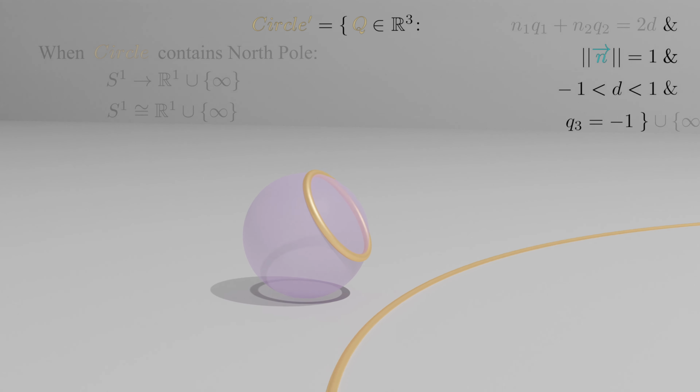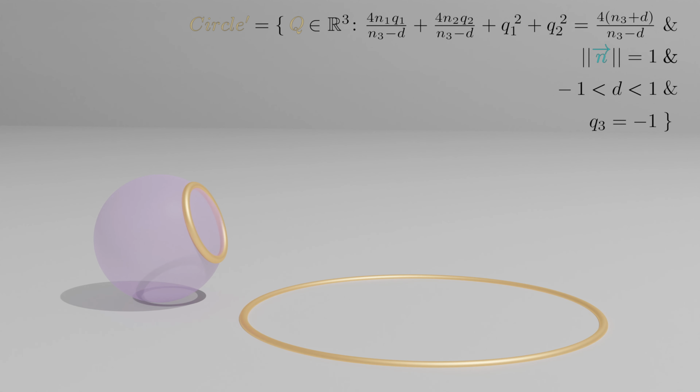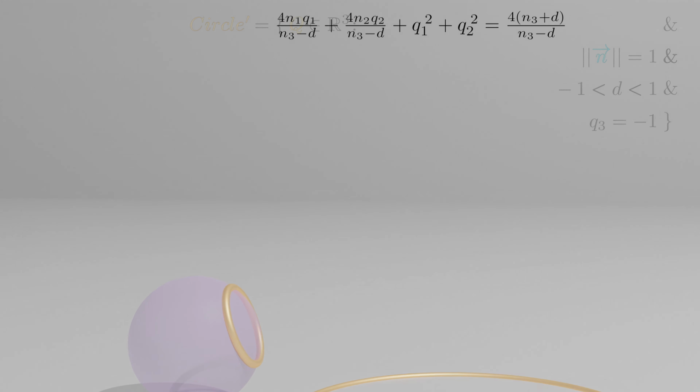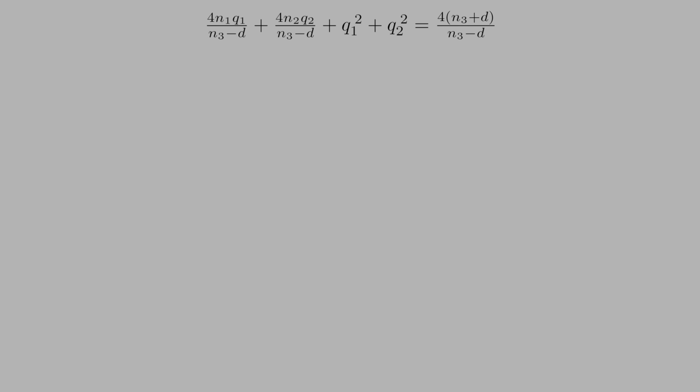Alright, let's go back to this expression for circle prime. To refresh your memory, we ended up here right when we divided by n3 minus d, and I went off on a tangent because we had to watch out for division by zero errors. We're going to simplify this equation even further. First, some of the terms can be rearranged and then some parentheses can be added. Next, we're going to do something called completing the squares.